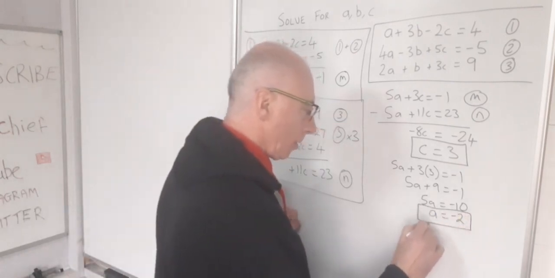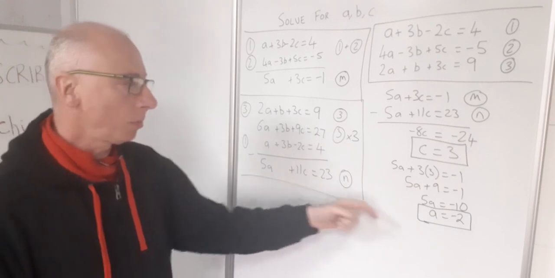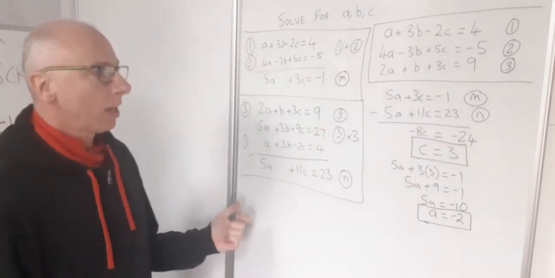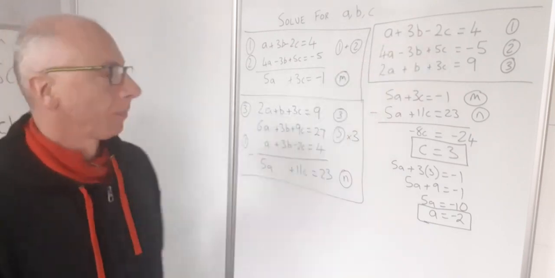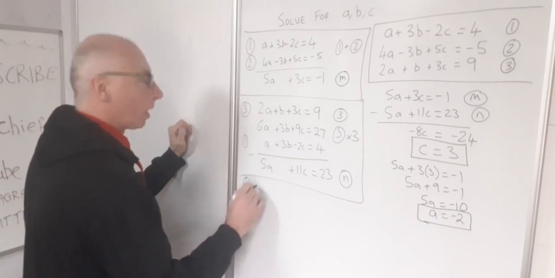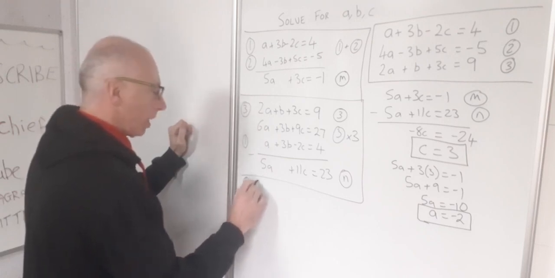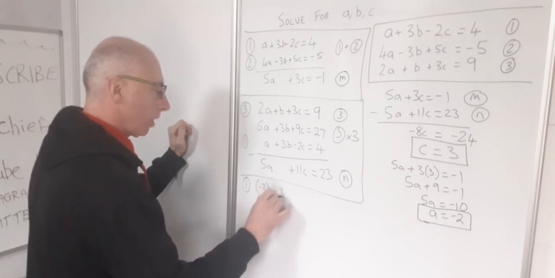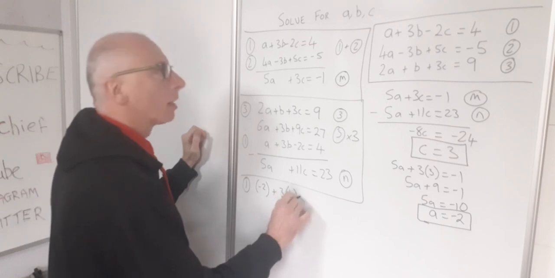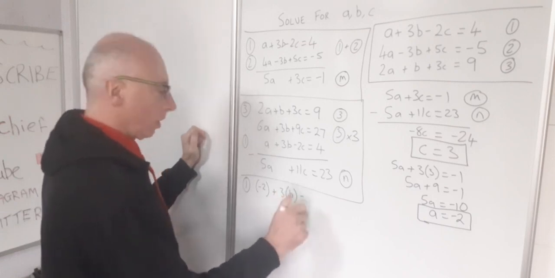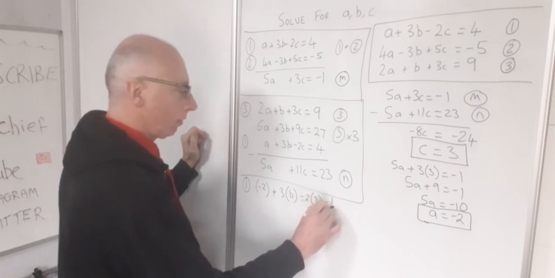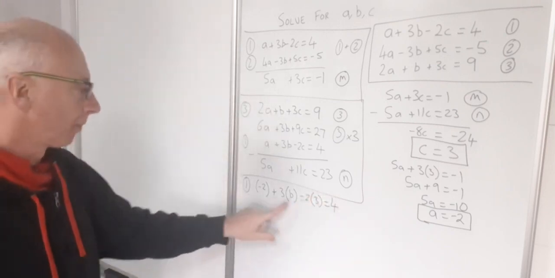And now just to get my third variable b, I just need to substitute a and c into any one of these equations and I'll get a desired result. So let's just pick the top one. So a is minus 2. So equation 1. Let's put in minus 2 plus 3 times b, which I don't know, so I'll leave that in a bracket. And I've got minus 2 times c. Well, c is 3. And that should equal 4 using equation 1.